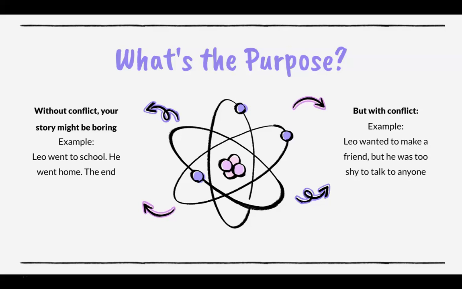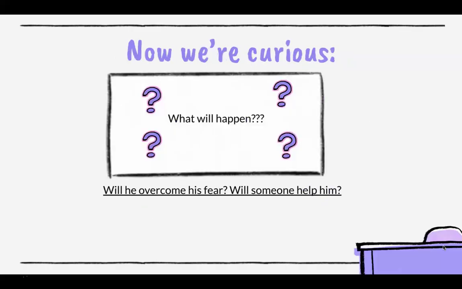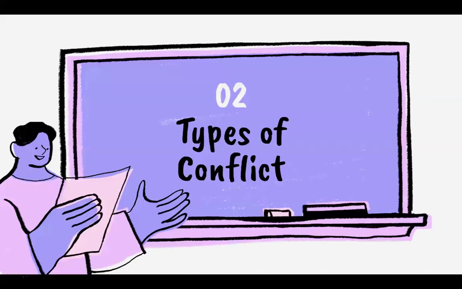Now, as a reader, I am interested in the story. I want to learn more about Leo. I want to learn more about the conflict. I want to learn how the conflict is resolved, which is something that we'll talk about in another lesson later on. So now we're curious what will happen. Like I said earlier, now the reader is wondering about Leo. Will he overcome his fear? Will someone help him? So now let's talk about some types of conflict.